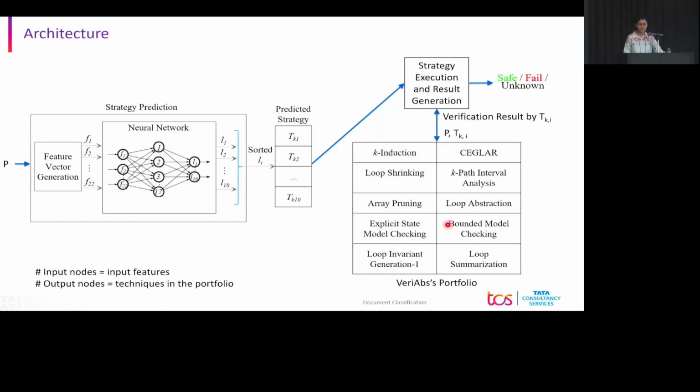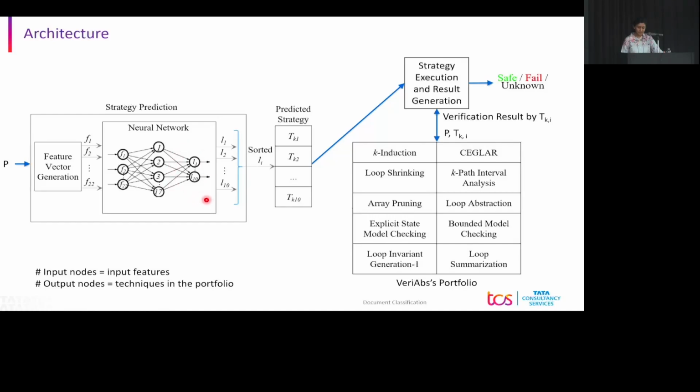Now, this is the overall architecture of VeriAbs L. When a program P is given as input, it goes to the feature vector generation module, which extracts these features from the program, and that is fed to a neural network. The input layer has a number of nodes equal to the number of Boolean features of the program. Then it is passed on to two hidden layers, and finally to the output layer, which has a number of output nodes equal to the number of techniques in the portfolio.